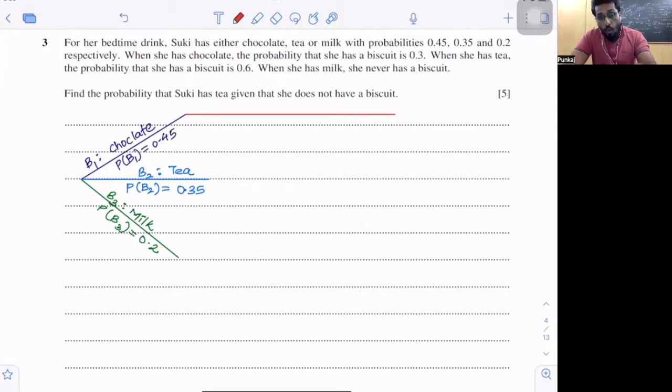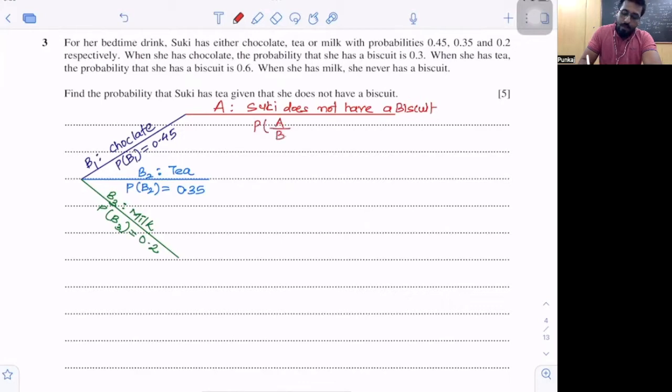So we already know that she has not eaten the biscuit. What's the probability that she must have taken tea? So I'm going to write event A as what? Event A is Suki does not have a biscuit. So what's the probability of A under B1?